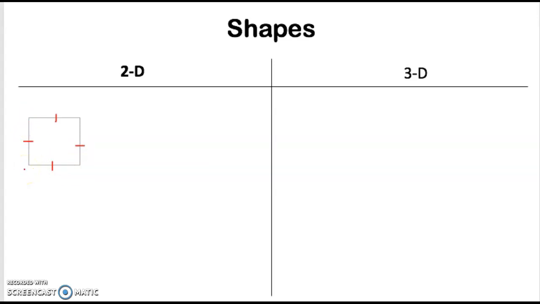Now, since the sides are lines, the vertices, if we go back to the definition, it means a corner or point. So a corner or point where two lines meet. So here's one corner or one point. Here's two corners, three corners, four corners. So we can see a square has four equal sides and four vertices.